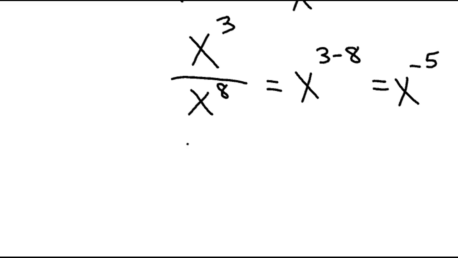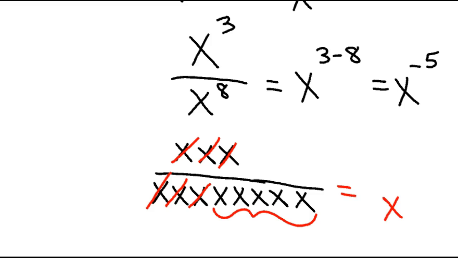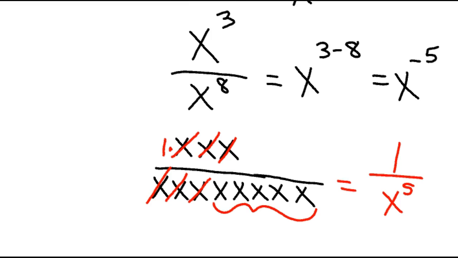So another way to look at this is x to the 3rd power is x times x times x, and x to the 8th power is 8 of them. 1, 2, 3, 4, 5, 6, 7, 8. If you notice what happens here, x divided by x is 1, that's 1, and that's 1. Well, you have 5 x's on the bottom, and all the x's canceled, but there's always a 1 out front, and so it would still be 1. So 1 over x to the 5th. So that's another way to show it to you.